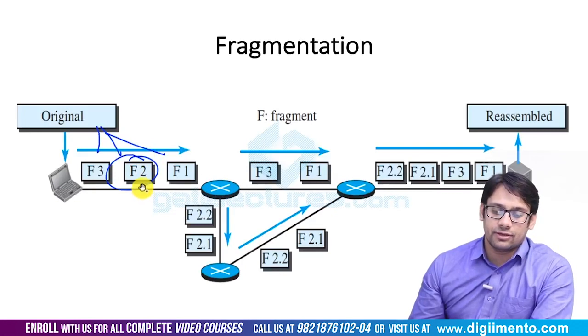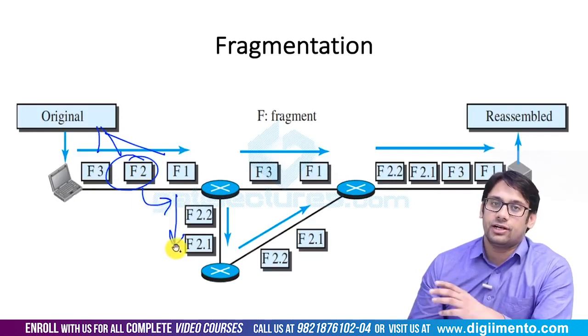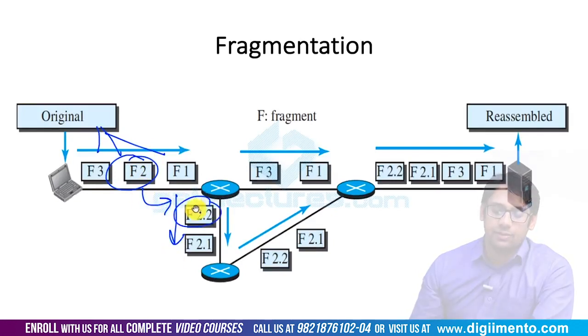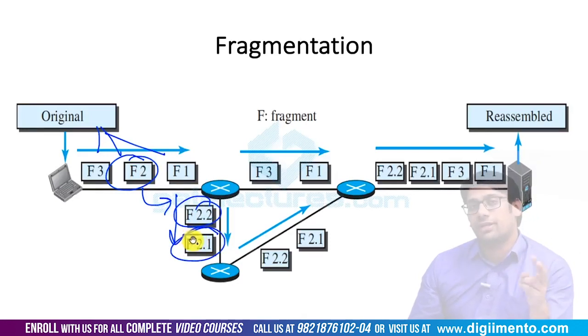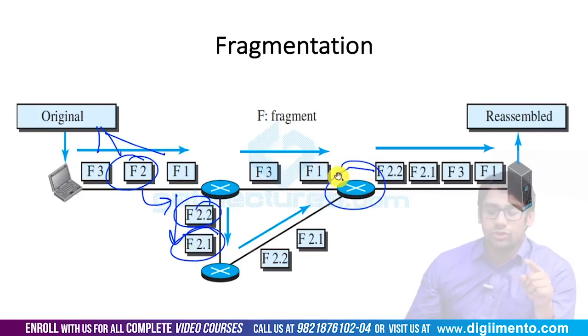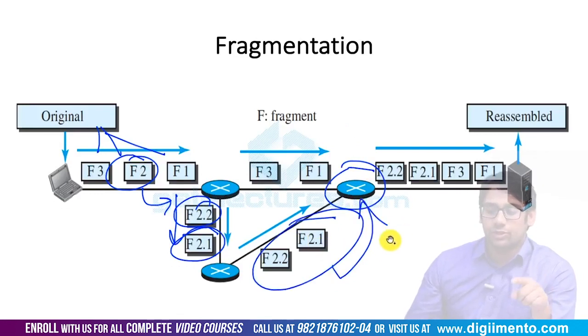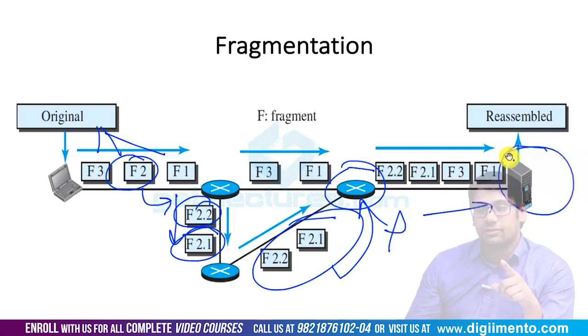And again, because fragment number 2 chose a different path, fragment number 2 is again divided into two different fragments. So a fragment can again be divided into fragments. But you can see here that these fragments are not going to be combined at the router. These fragments can only be combined at the receiver.